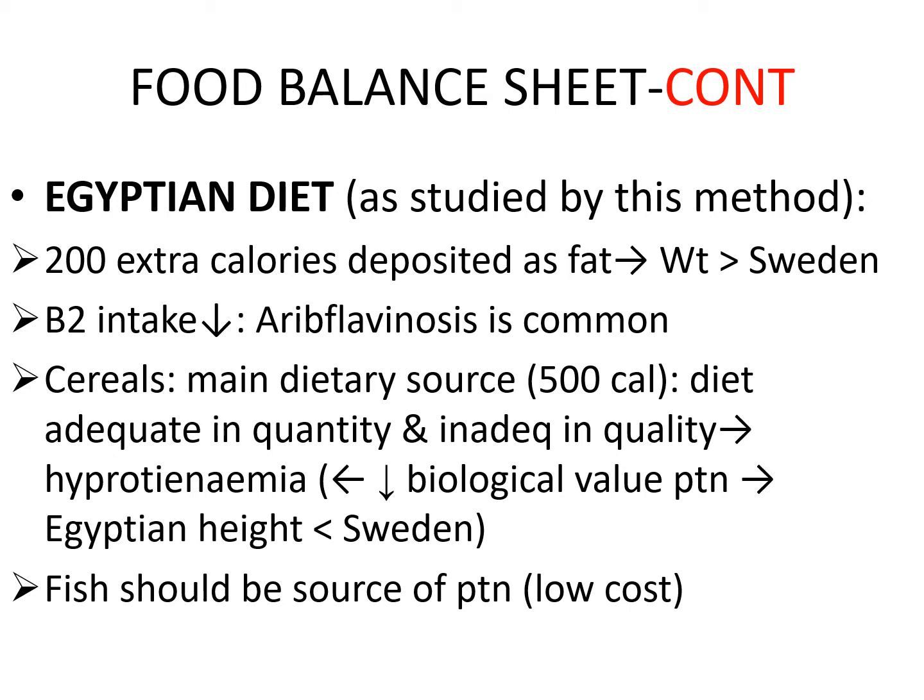The diet is adequate in quantity and inadequate in quality. This leads to hypoproteinemia due to decreased biological value of proteins in the foods, leading to Egyptian height being less than Swedish height. Fish should be a source of protein because it is of low cost and contains high biological value protein.